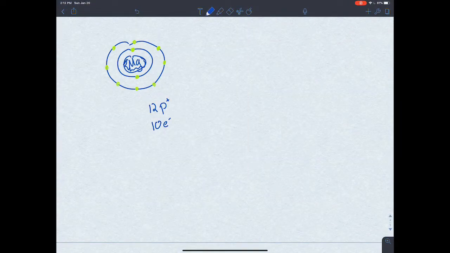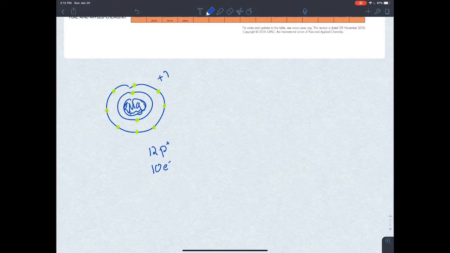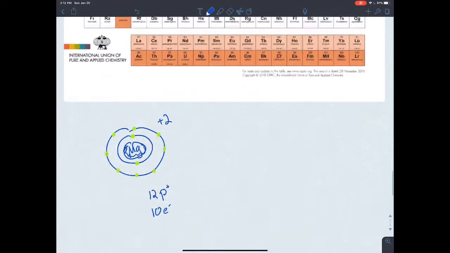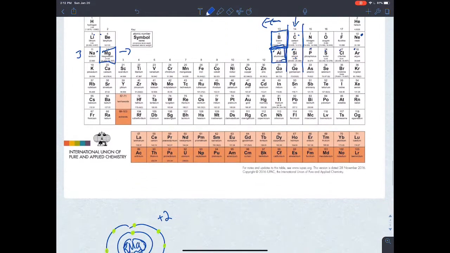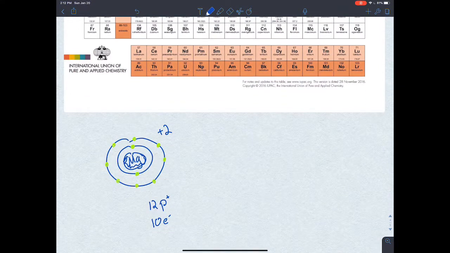Okay, so if that's the case, now it has 2 less electrons than protons, 2 more protons than electrons, 2 more positive charges than negative charges. So now it has a +2 charge total. Okay, so that's why the metals form cations. Cations are positive, we know this. They lose their electrons, and when they lose electrons, they lose negative charges. They now have a positive charge.